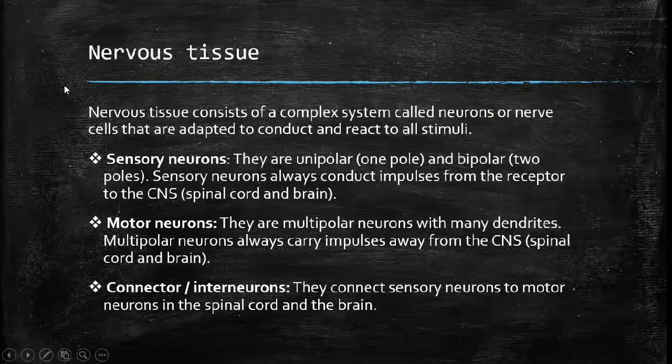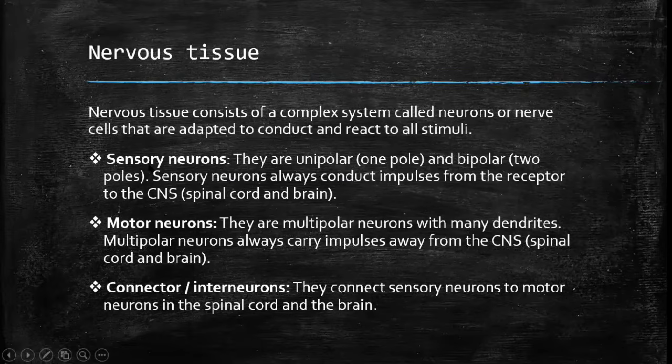Now, moving forward, we have what we call the nervous tissue. And the nervous tissue consists of a complex system called neurons or nerve cells. And those neurons are adapted to conduct or transmit and react to stimuli. They transmit information, and once that information is transmitted, therefore we are going to respond or react to whatever change that occurs in the environment. Now, the first neuron that we're going to look at, or the first nervous tissue that we're going to look at, is what we call the sensory neuron.